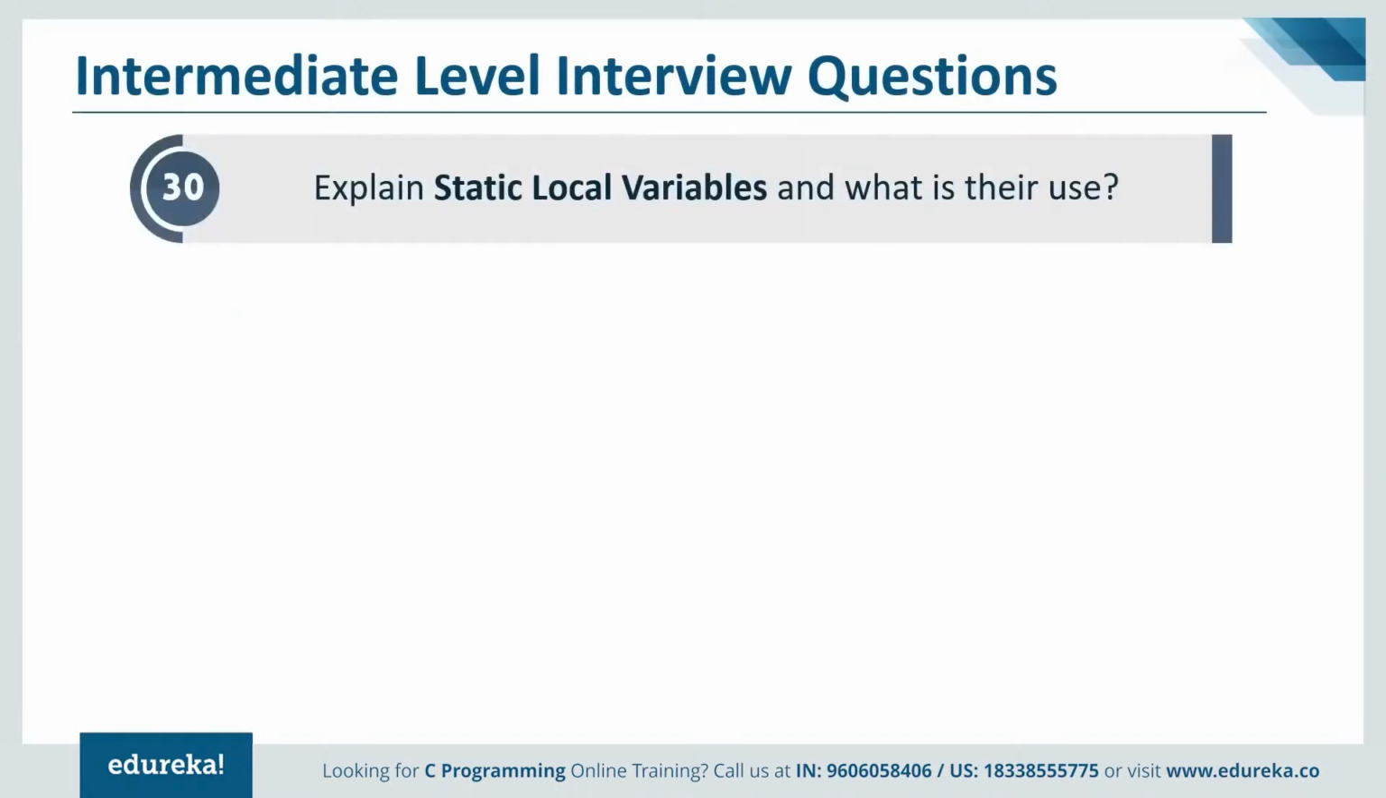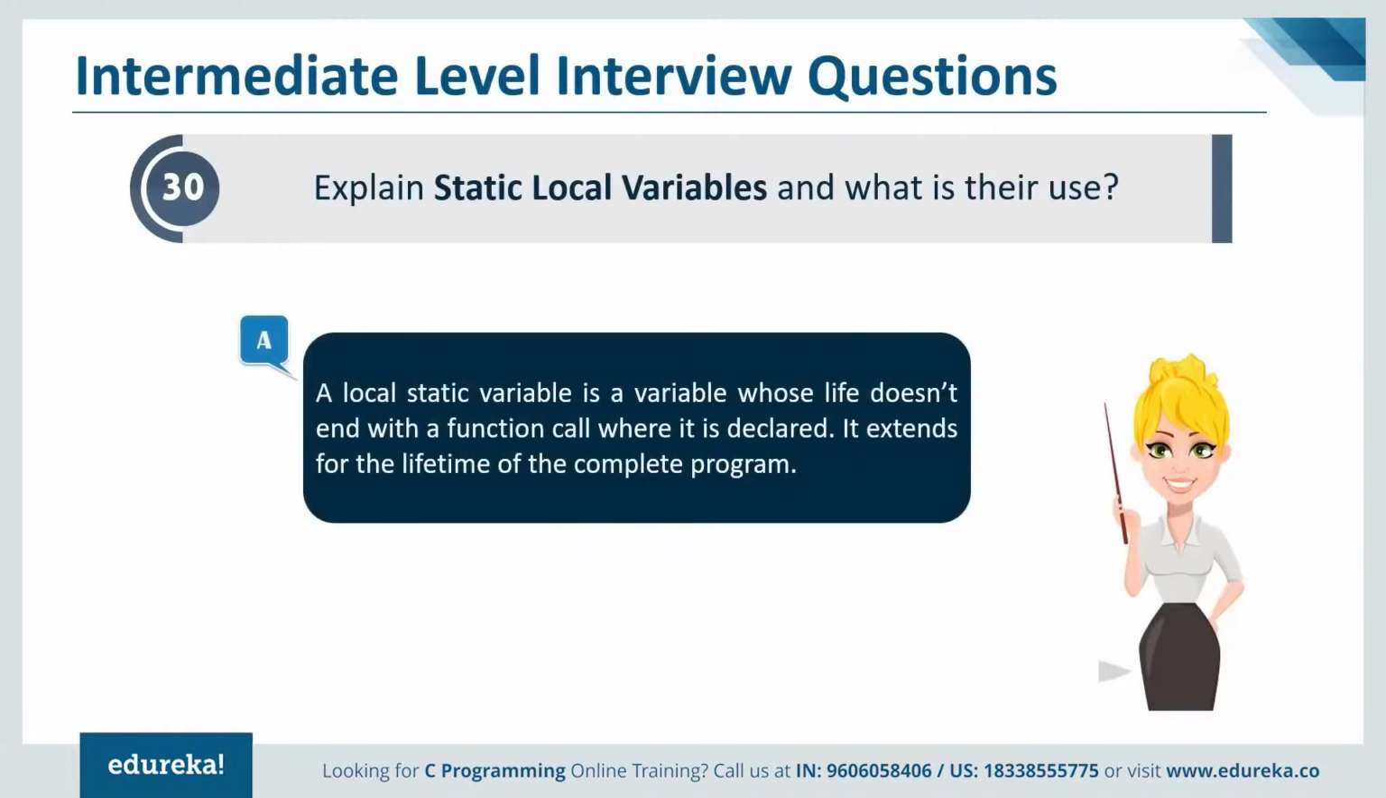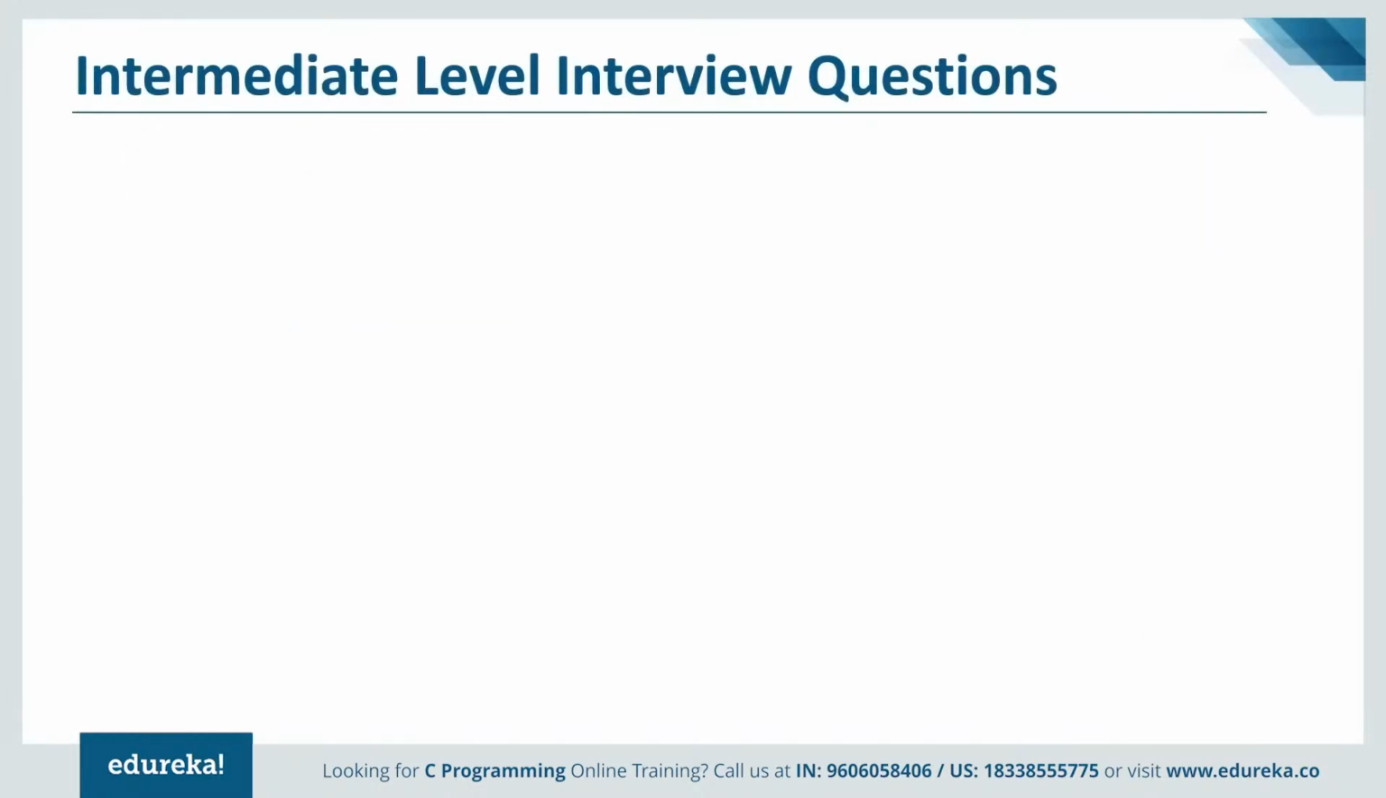Explain static local variables and what is their use. So basically, a static local variable is a variable whose life doesn't end within a function call or where it is declared. It extends for a lifetime throughout the complete program. So what exactly is a local static variable? A local static variable is similar to a global variable and its lifetime will not be confined to that particular function or position where it has been declared. It will have its life throughout the entire program. That is, you can access it from anywhere in the program, and until the entire program is completely executed, its life will be there. Now, let us move on to our next question.